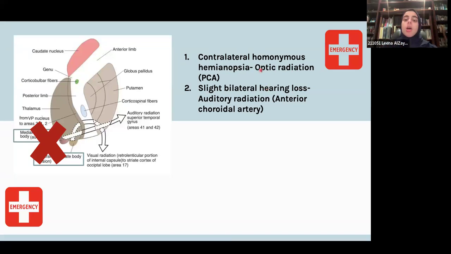But what supplies them? For the optic radiation, we said optic for eye, for visual, and L for light, so this is the lateral geniculate body. If you lose that, it's supplied by the posterior cerebral artery. While the auditory radiation, which we said M for music, medial geniculate body, is supplied by the anterior choroidal artery. So if you lose the anterior choroidal artery, you would lose the medial geniculate body and the auditory radiation, and obviously it has to be bilateral, so you would have bilateral hearing loss.